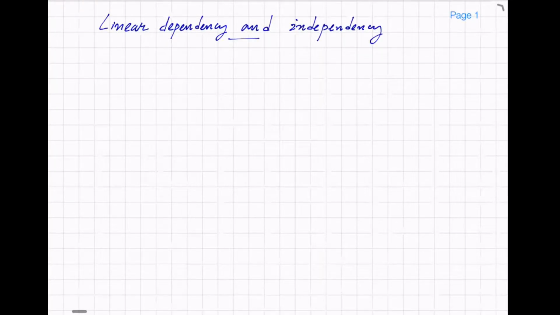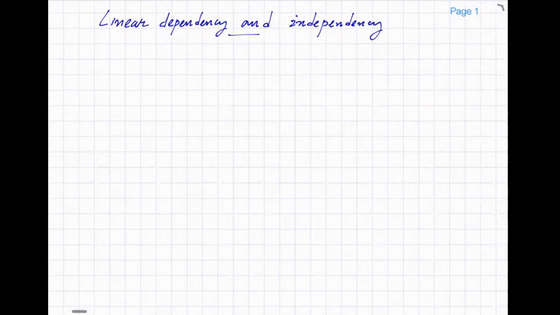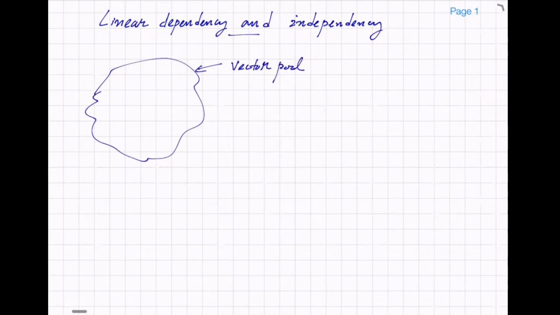So now we'll talk about linear dependency and independency. So first of all, what is linear dependent? So we will consider a vector pool. What do you mean by vector pool? So a bunch of vectors we will consider here: A vector, B vector, C vector and D vector. There are four vectors inside the pool.